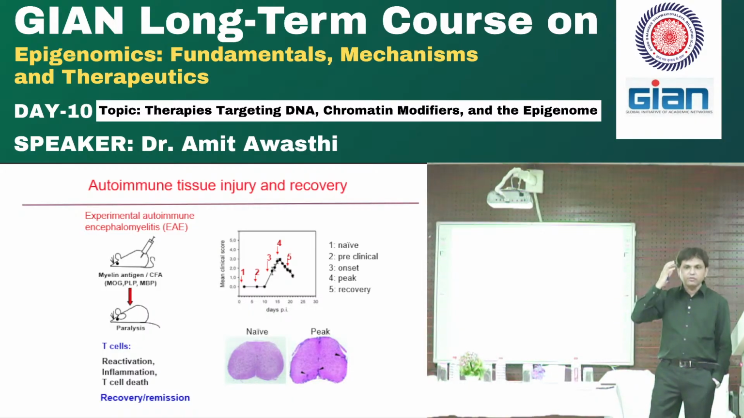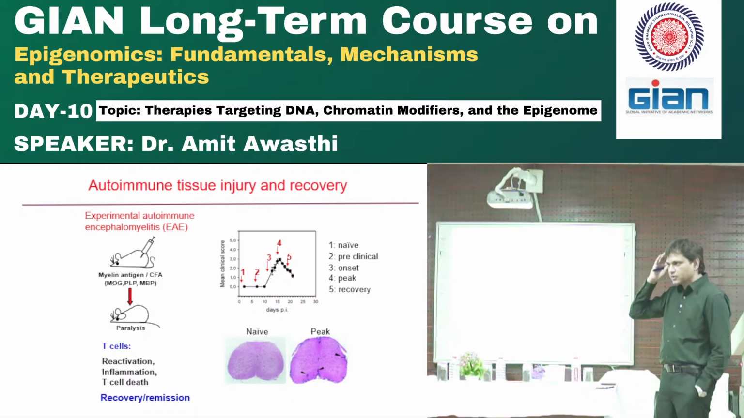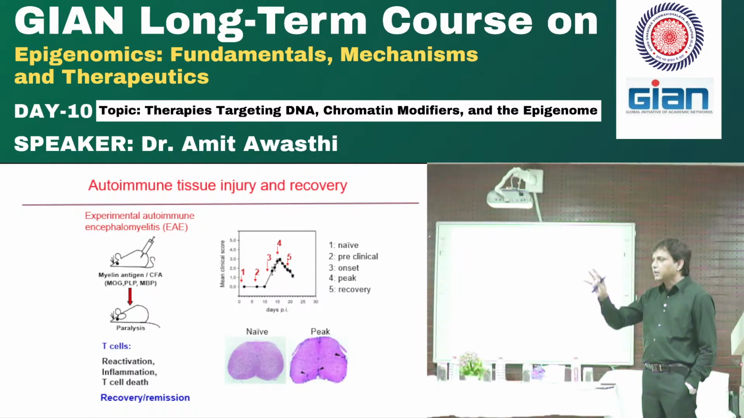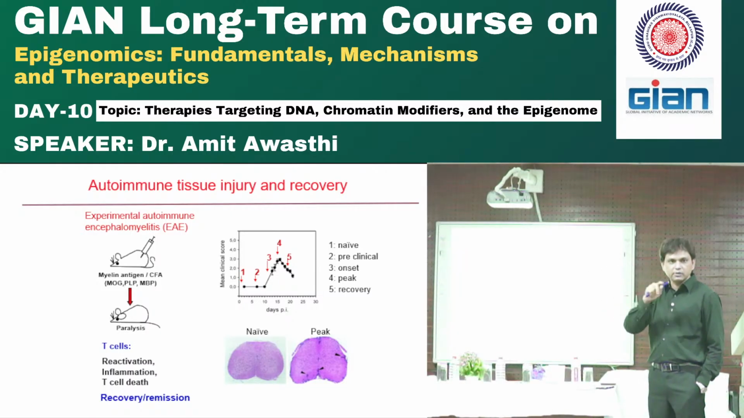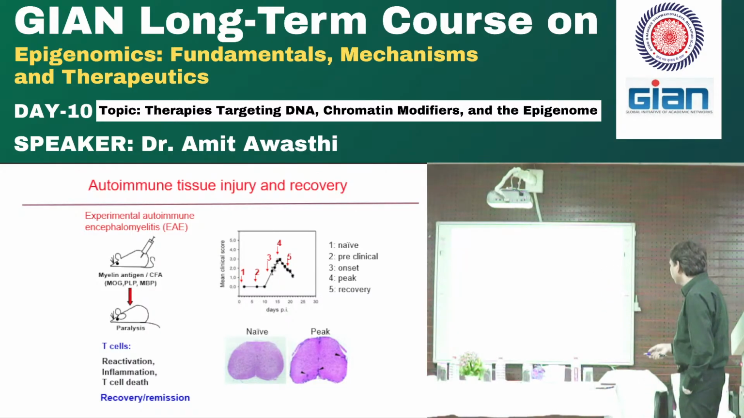And then if you sacrifice this mouse and try to see the brain, you see a lot of infiltration of T cells in the brain in these mice. And these T cells are actually killing the axons and those nerves and all those kinds of things. And as a result, you have paralysis. So far, so good. The model is very straightforward, right?